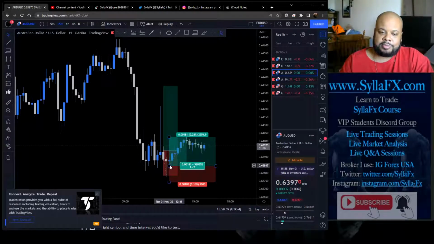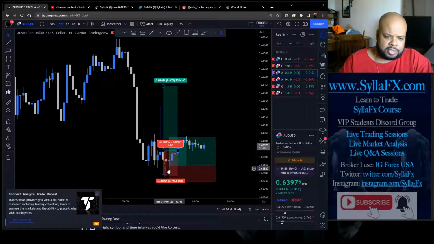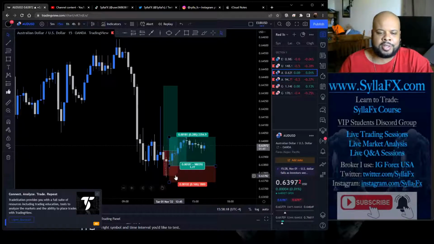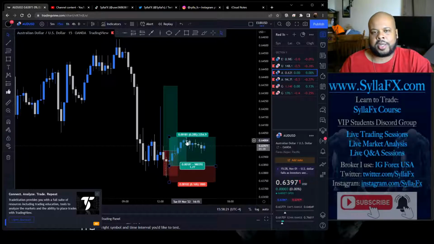So on this attempt though, the second time, price started to come back up. I don't believe I actually had any drawdown on this one. As soon as I entered in, it started to move up right away. And then I ended up closing out at 18 pips.